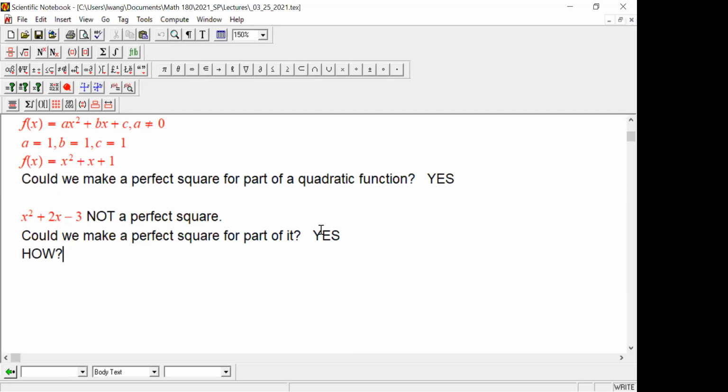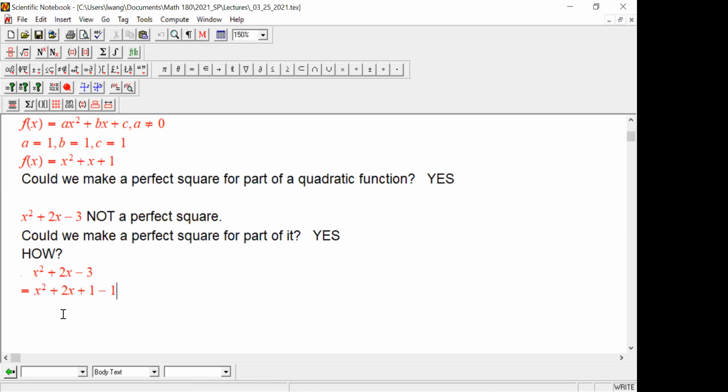To answer the how, we need to look at the second table in basic 8 again. Do you guys follow me? Are you looking at the second table of basic 8? Part of it. We have the x squared. We have the 2x.